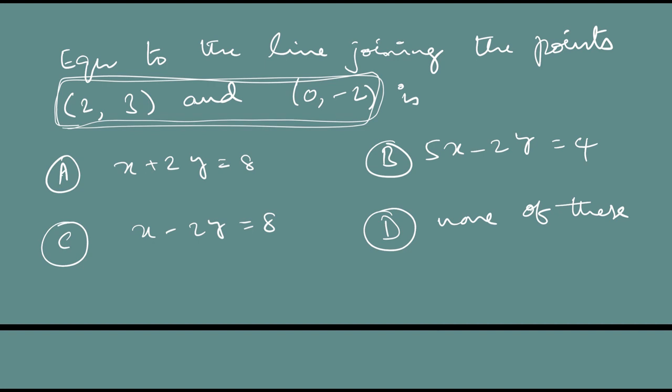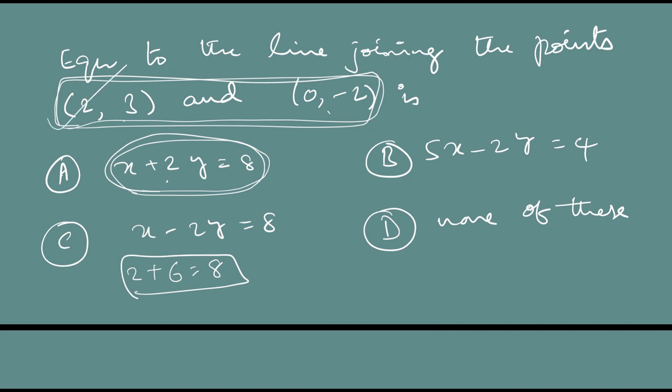What I do is I check whether this satisfies these 2 points. If this satisfies these 2 points, obviously it is going to be the equation to the line joining those 2. I substitute the point (2, 3) in this, and I observe that I am getting 2 plus 3 into 6 is equal to 8. It is satisfying, this line is satisfying this point. Now let me verify whether this satisfies the other point also. Substituting, I am getting 0 minus 4 is equal to 8, which is not satisfying. Therefore, this is not the equation to the line.